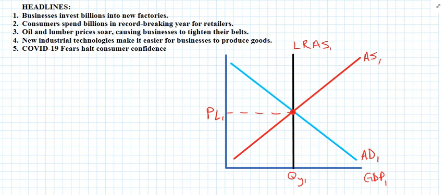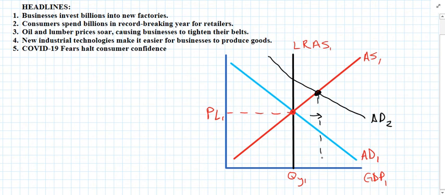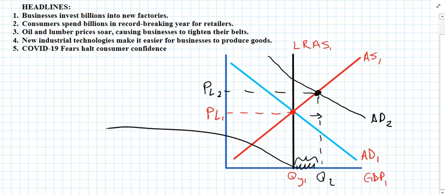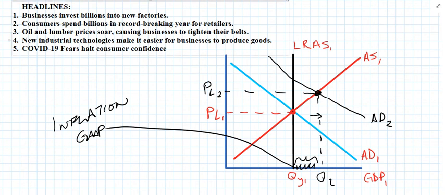So let's look at, in the short run, number 1. Businesses invest billions into new factories. So that's going to be an investment, so we know that aggregate demand is going to increase. And this is going to be our new equilibrium, and our new price level. And so now we have created this area right here, which is our inflationary gap. Later on, we're going to look at numbers, but right now I just want you to recognize what the gap looks like, okay? And that's what the gap looks like.